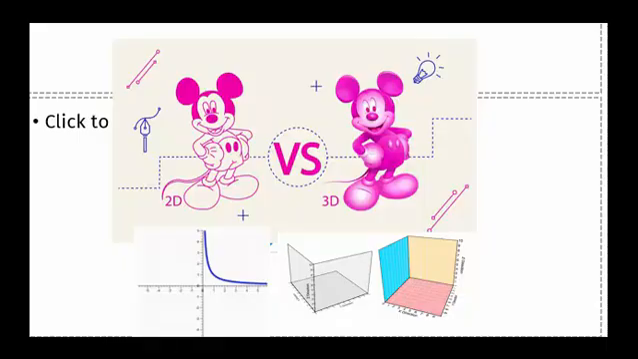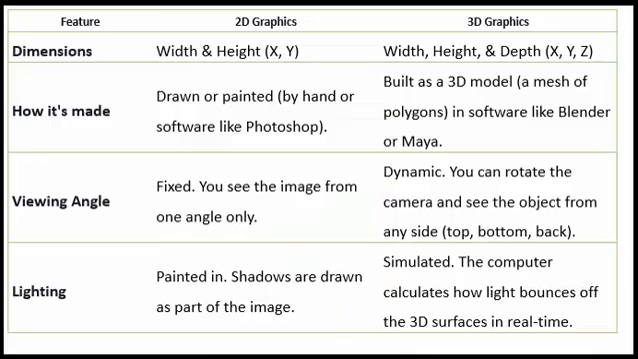Okay, now let's compare 2D and 3D graphics using four important features. First is the dimensions. 2D has only width and height, while 3D adds depth. That's why we use X and Y for 2D and X, Y, and Z for 3D. Second is how they are made. A 2D image can be drawn or painted, while a 3D object is usually created as a 3D model made up of many polygons.